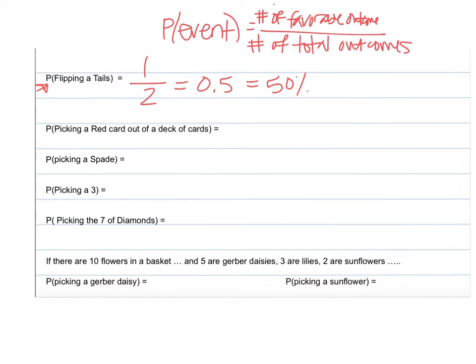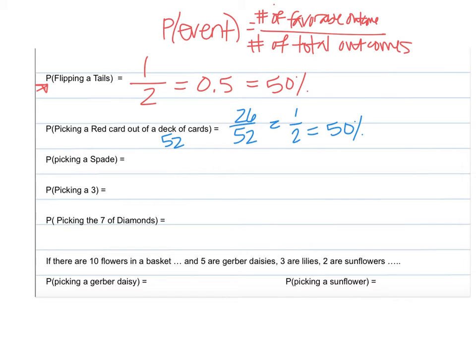Picking a red card out of a deck of cards. So a deck of cards has 52 cards. And there are 4 suits: hearts, diamonds, spades, clubs. 2 of the suits, hearts and diamonds, are red, which means that it would be half of the deck. So there's 26 red cards out of 52, which we can simplify down to 1/2, which is 50%. So this basically is telling us that you have a 50% chance of picking a red card if you pick any card out of a deck of cards.